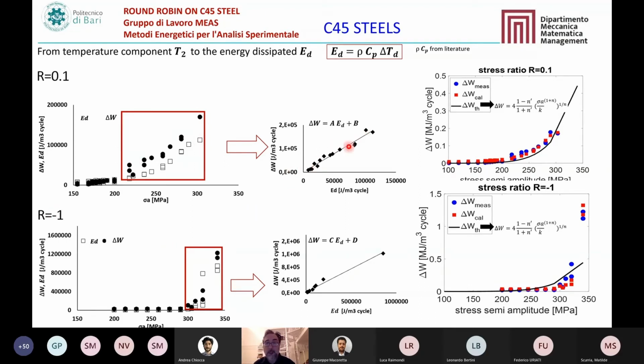But if we put the information together in terms of delta W measured by hysteresis and the energy dissipated estimated by the temperature variation, you can see the fantastic linear correlation between the two. It means that if we calibrate the thermal signal with some measurement of the hysteresis loop, I can obtain the fatigue information of the behavior of the material thermally. It means that I can use it locally on the component instead of on the coupon.